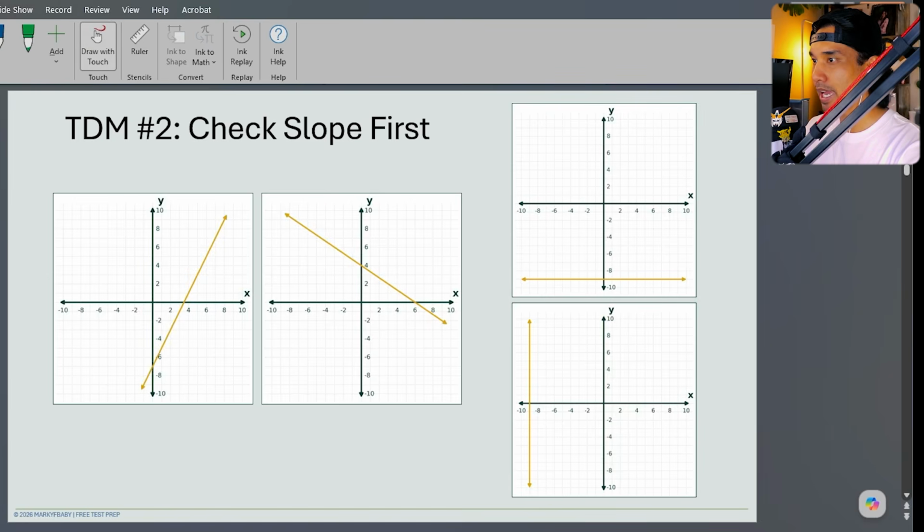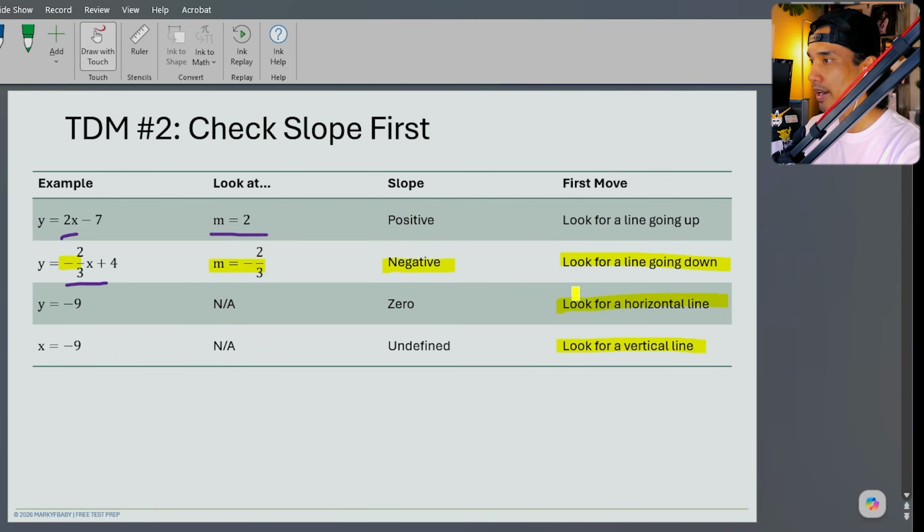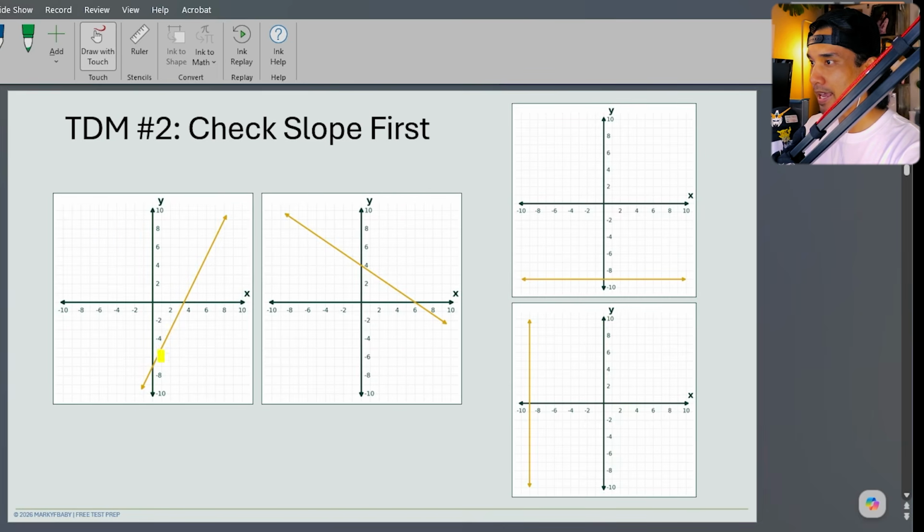Okay, I have some examples here. All these graphs right here, 1, 2, 3, and 4, are these formulas. Okay, so I have y is equal to 2x minus 7. Well, that is a positive slope, right? 2x is positive, or 2 is positive. The second one was negative, right? It was negative 2/3 x. It's a negative slope. Right here is a horizontal line, y is equal to negative 9, and this is undefined, x is equal to negative 9. Okay, recognize these when you are looking at the graphs.